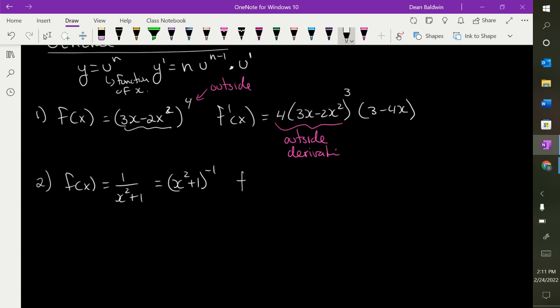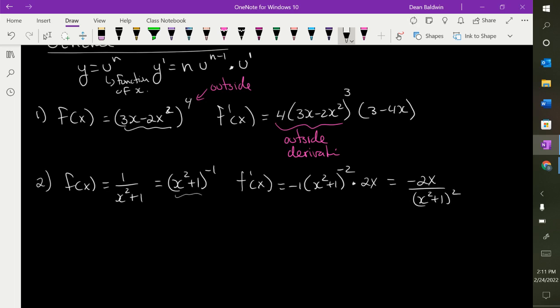So our derivative, f prime, negative 1 falls down. Take 1 away from there, so you get negative 2 times the inside derivative. The derivative of x squared plus 1 is just 2x. And you're done. We can clean it up because that's a negative exponent. I'll drop it to the bottom. So I get negative 2x over x squared plus 1 all squared.